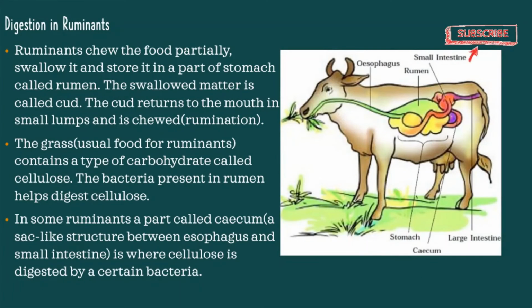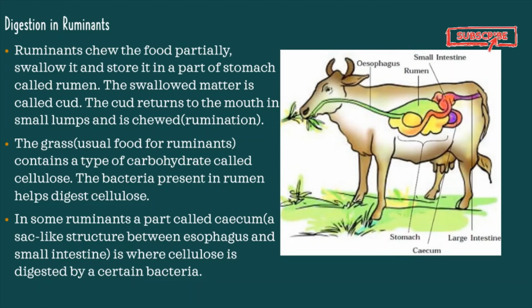Okay, digestion in ruminants. So what are ruminants? Ruminants are grass-eating animals, like goat, sheep, cow, bull. These are ruminants, guys. So we're going to learn how food is digested in these kinds of ruminants. It's very interesting, guys. The more interesting part is after this slide, because we're going to learn about the smallest animal in the whole world. So let's begin. Ruminants chew the food partially.